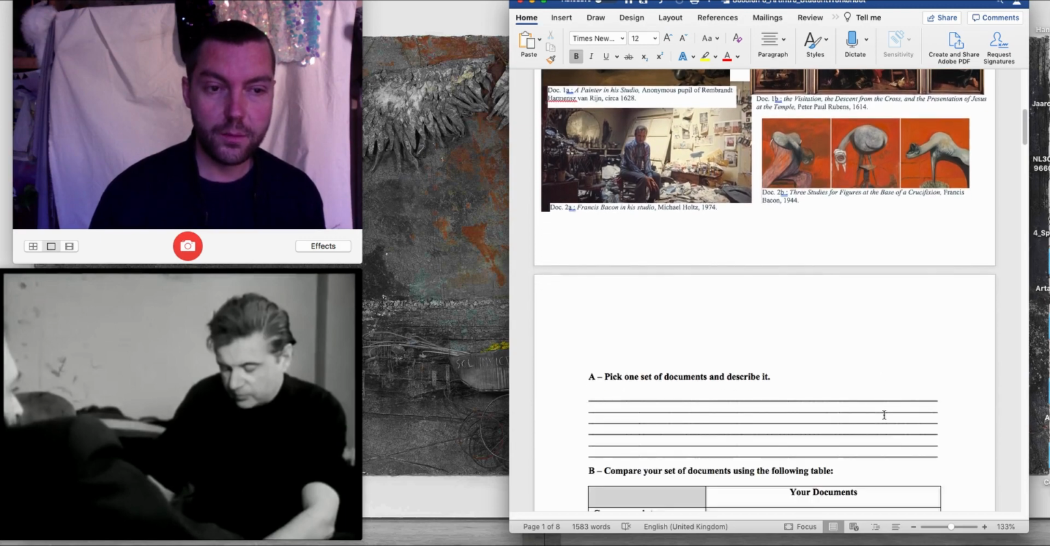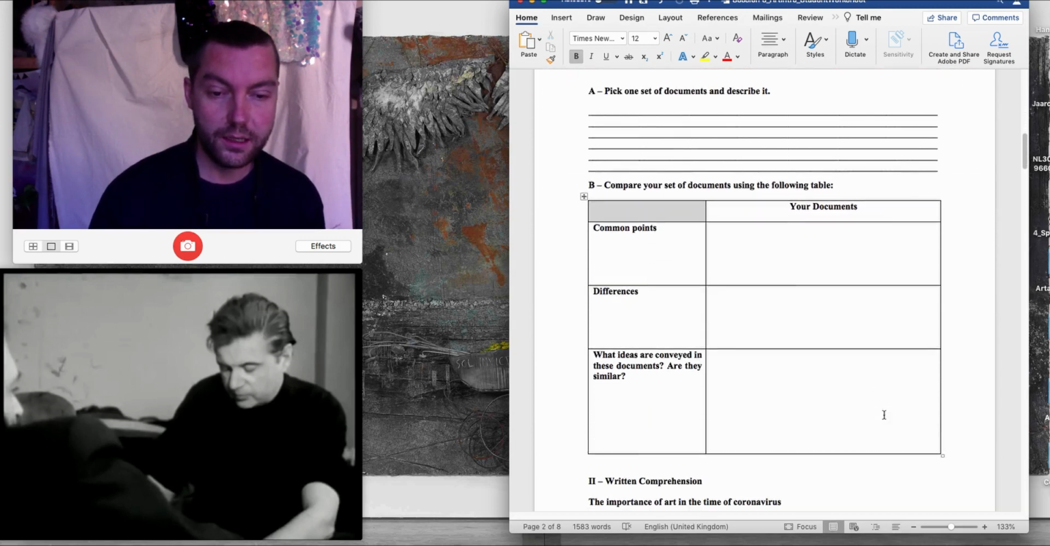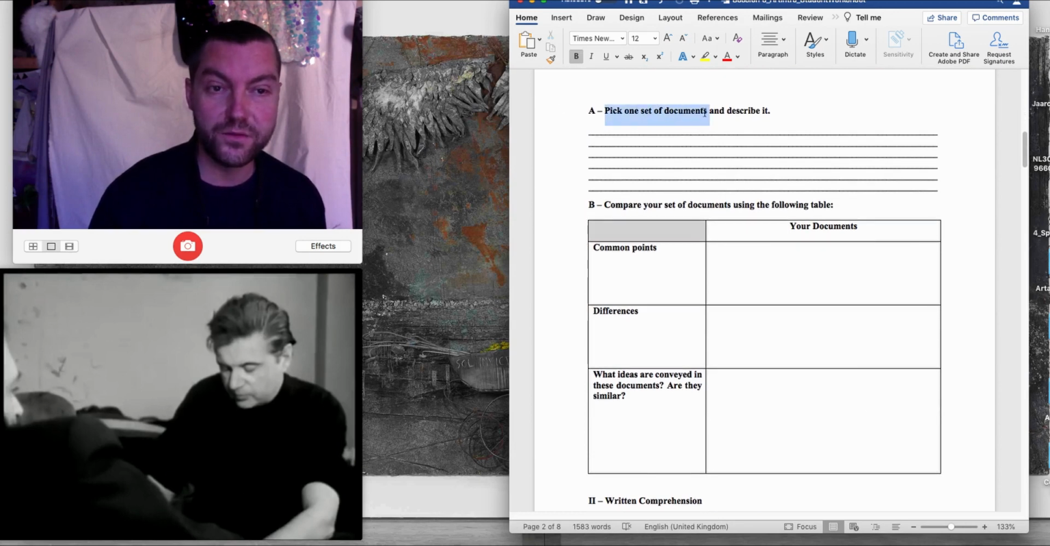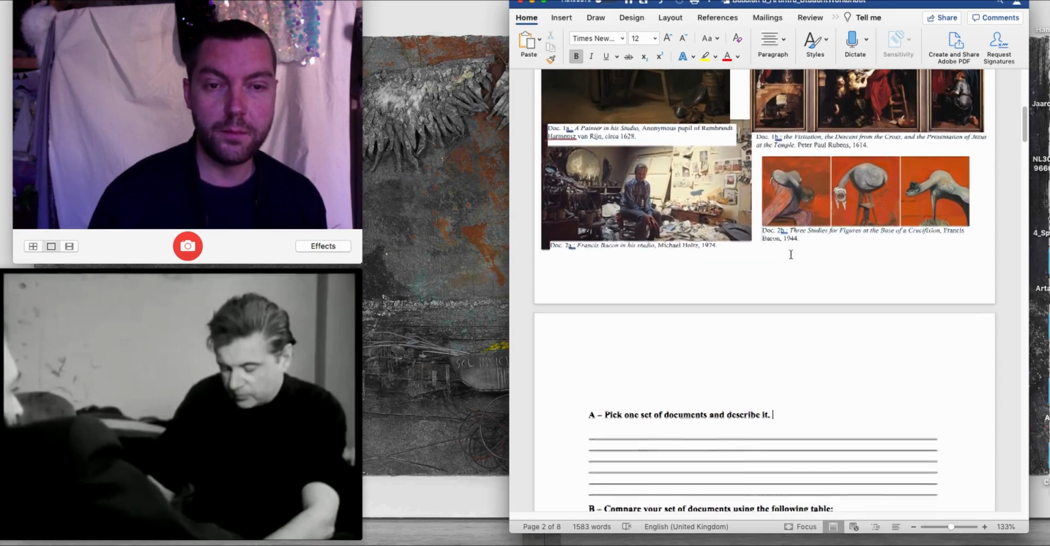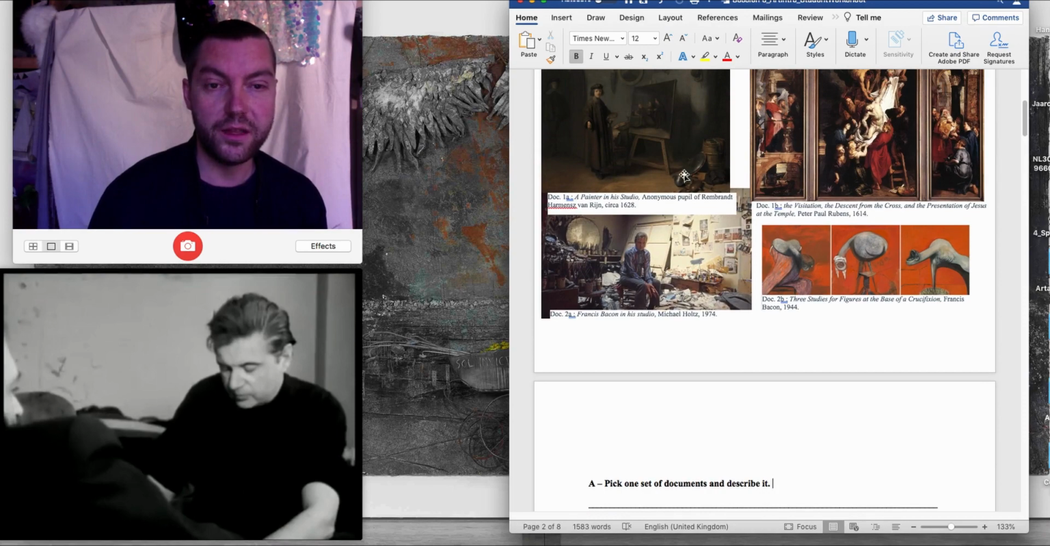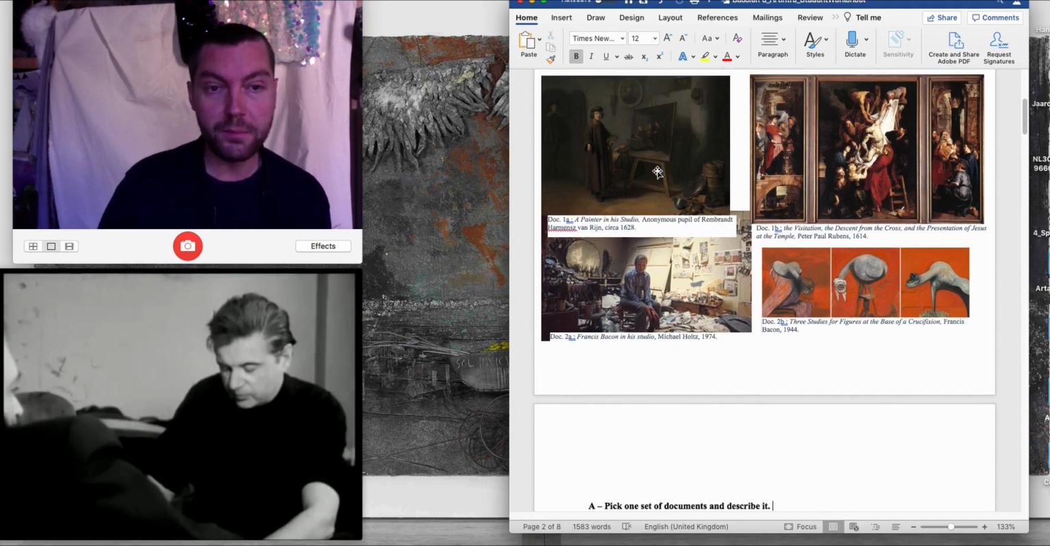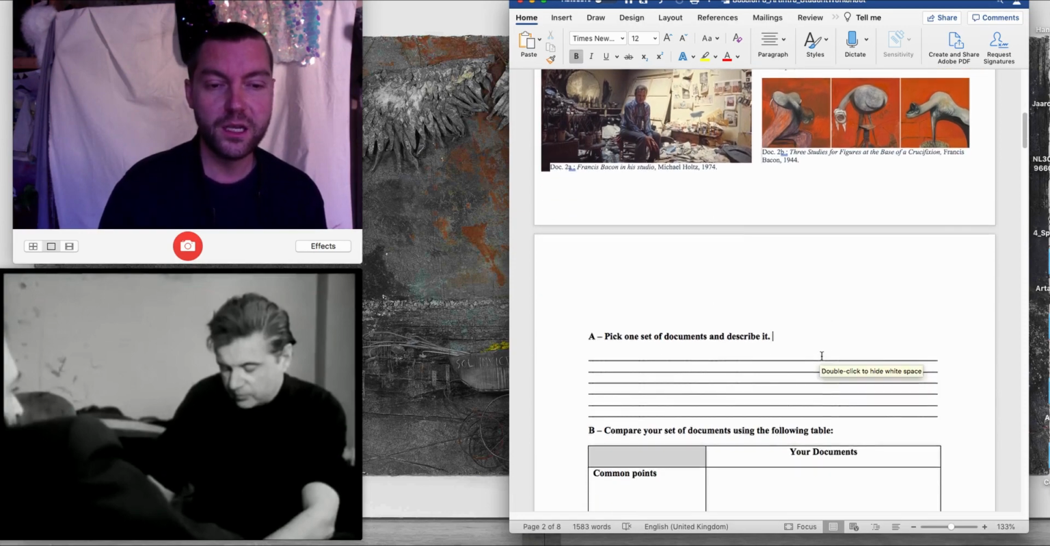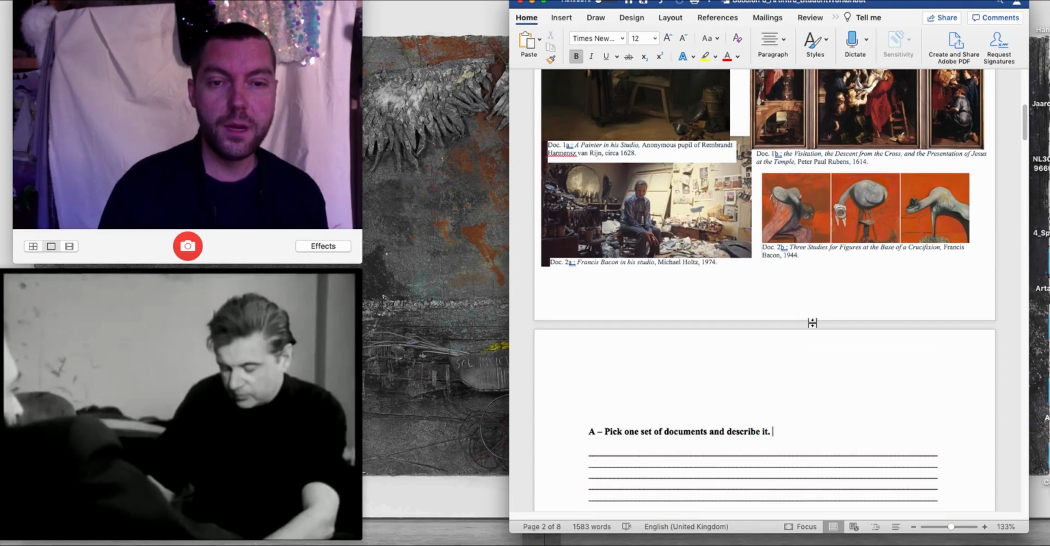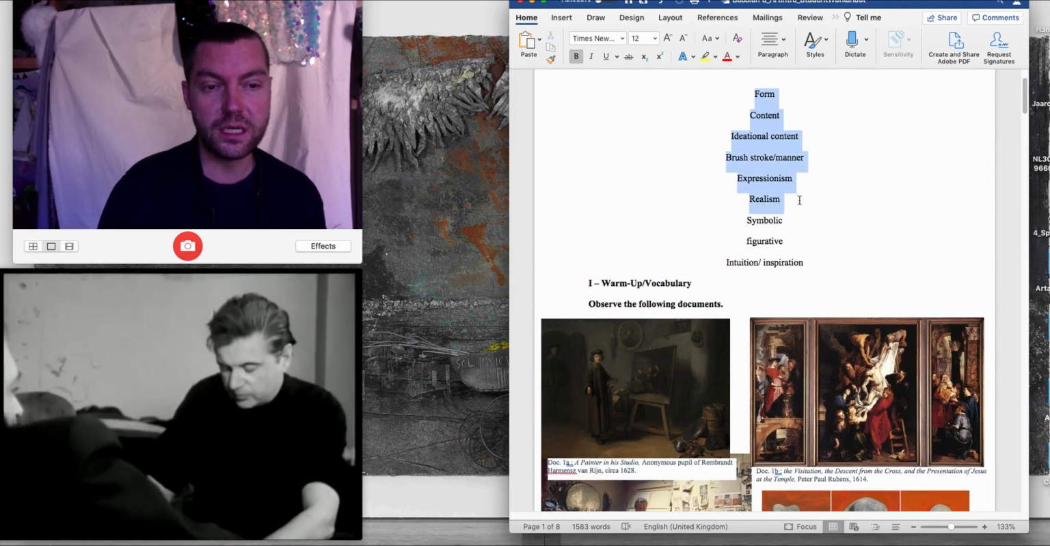Okay, so what I would like you to do here is to pick one set of documents and to describe them. So you may pick either these 2, or these 2. You may pick any 2, actually, and describe them. But I think the ones that work together are maybe these ones and these ones, so the left set, the right set. Or you could talk about the other ones as well. But I think those work together. So then just do a kind of description of them, maybe using some of these terms as well.